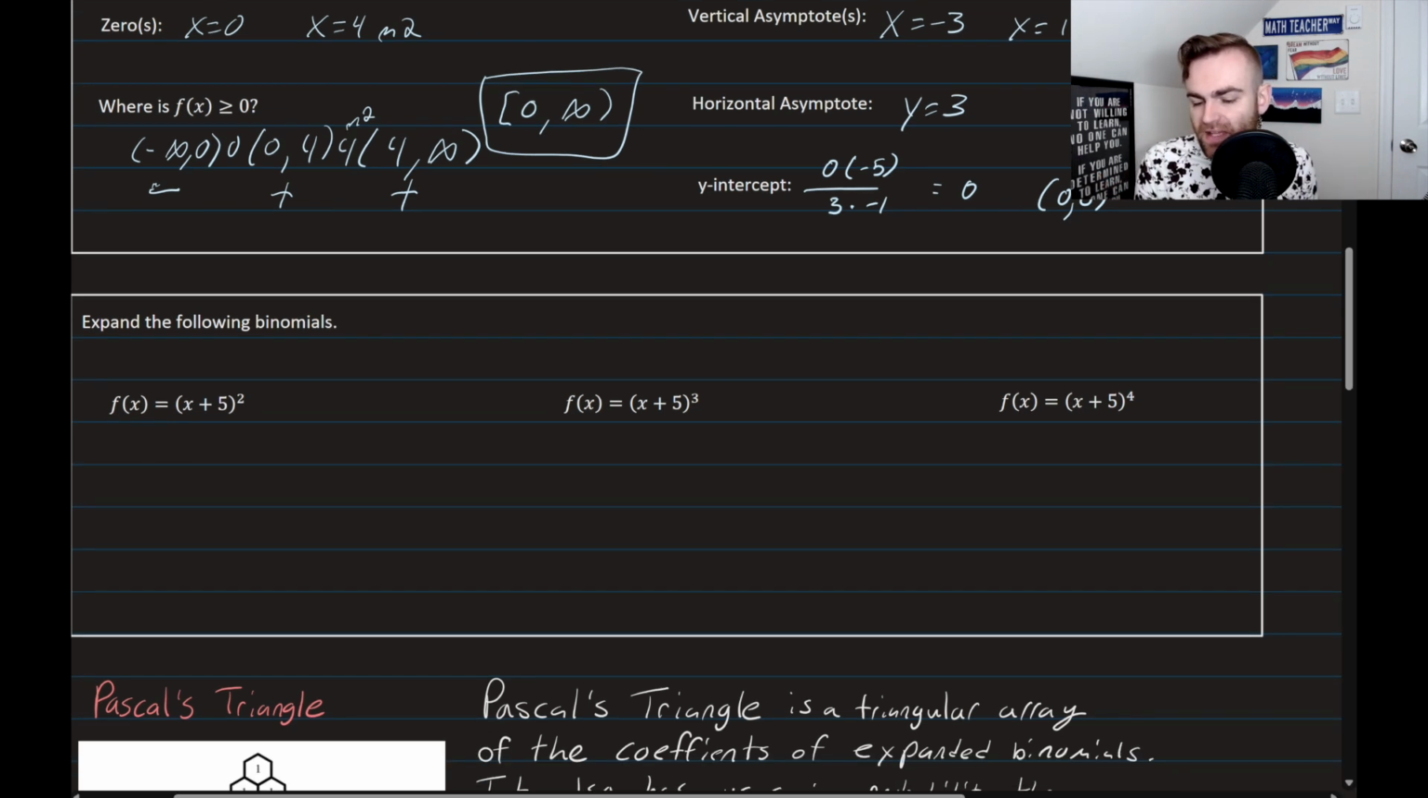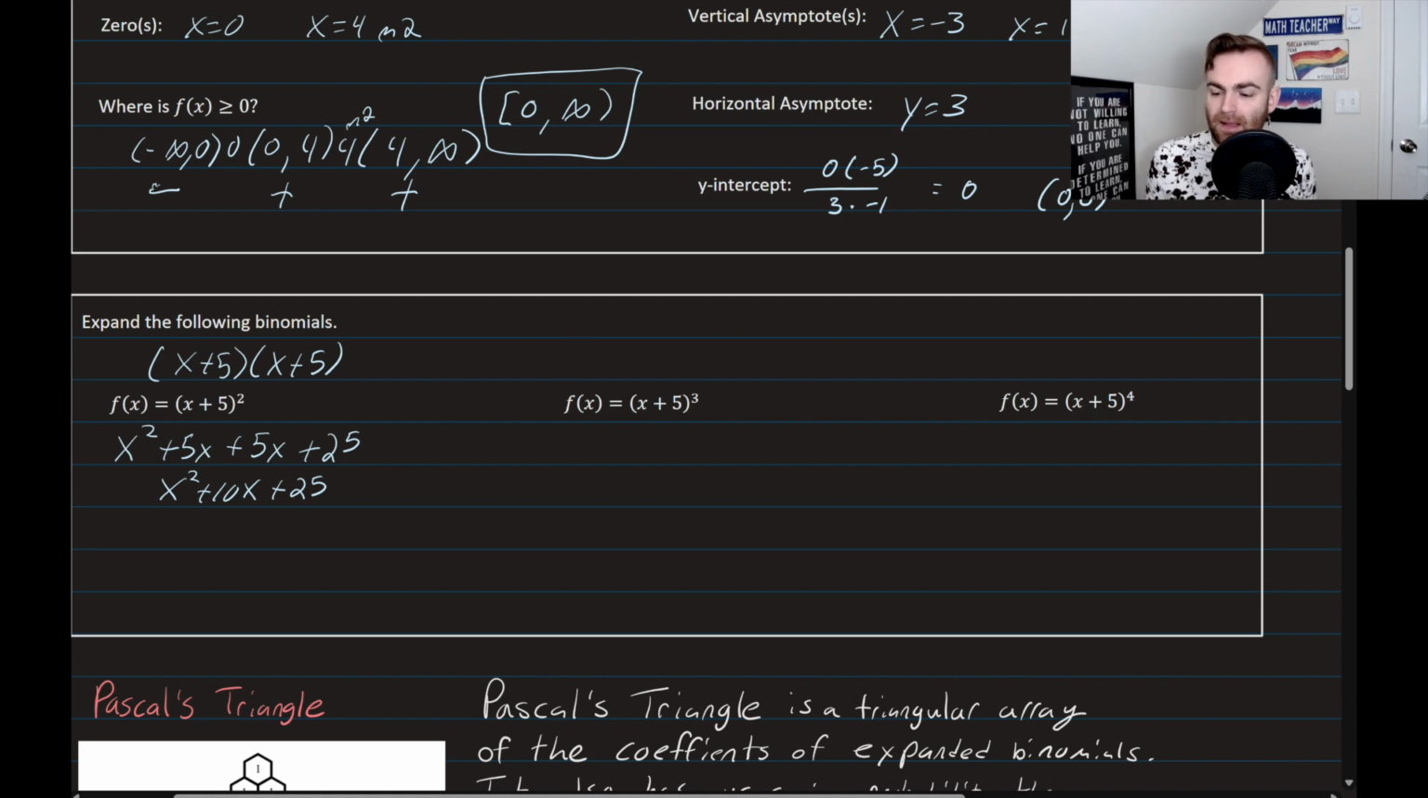So if I expand the first one, it might actually help us to break it down. We have x plus 5 times x plus 5. So we have x times x, which is x squared. We have x times 5, which is 5x. 5 times x, which is also 5x. And then we're going to have 5 times 5, which is 25. So we have x squared plus 10x plus 25.